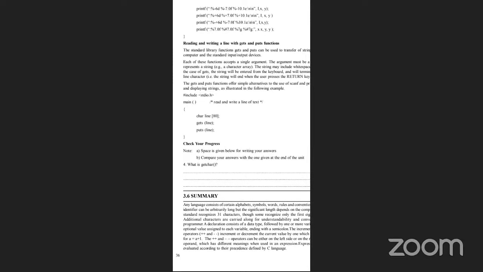Illustrated in the following example. Main, open bracket, read and write line of text. Open bracket, start, char line, gets in brackets line, puts line, close.